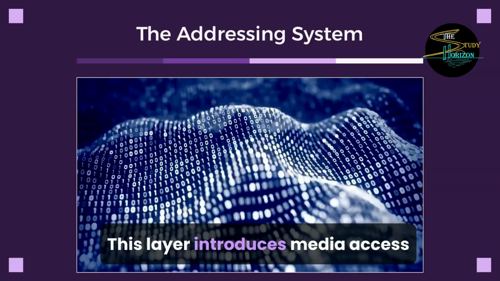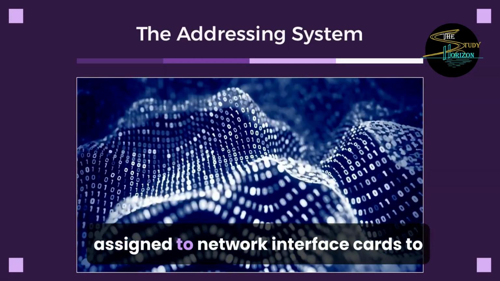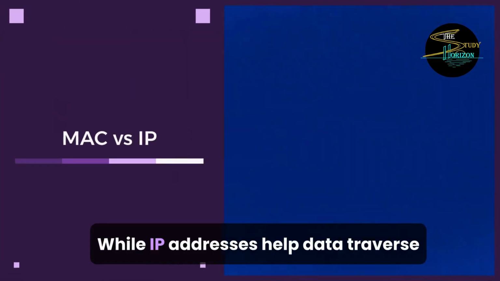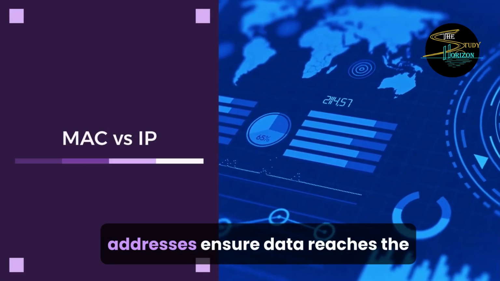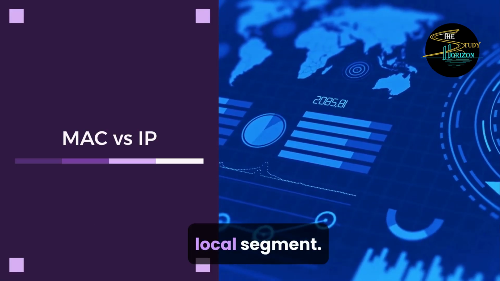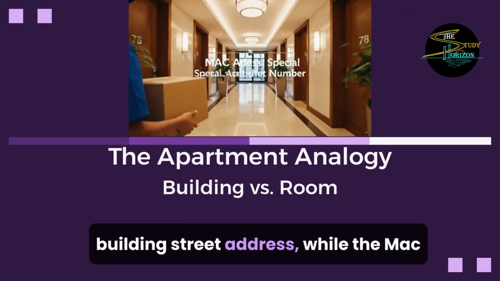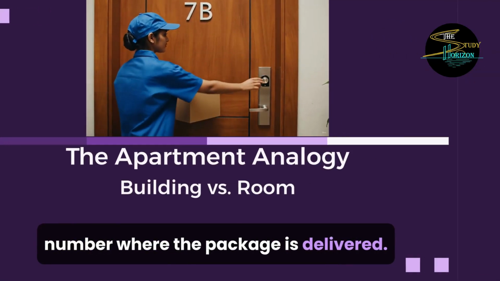This layer introduces Media Access Control addresses, or MAC addresses, assigned to network interface cards to uniquely identify devices. While IP addresses help data traverse across different networks, MAC addresses ensure data reaches the correct physical hardware within the local segment. Think of an IP address as an apartment building's street address, while the MAC address is the specific apartment number where the package is delivered.